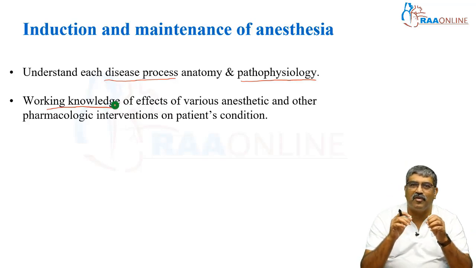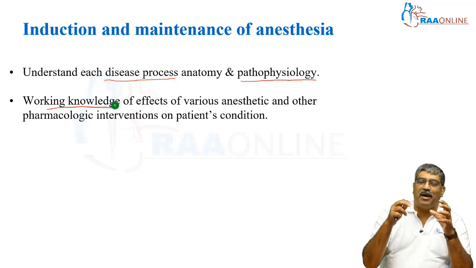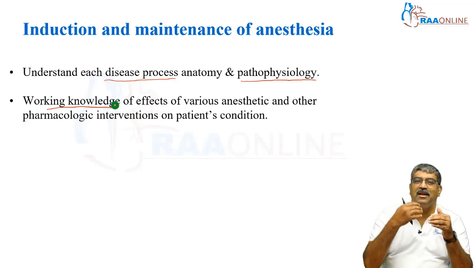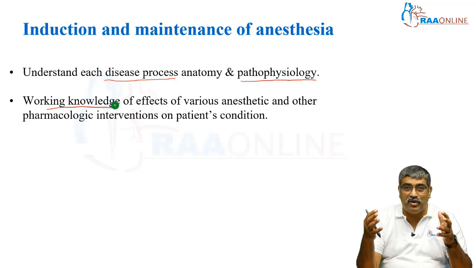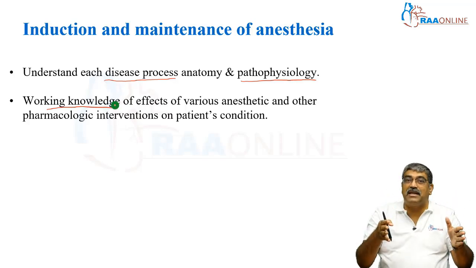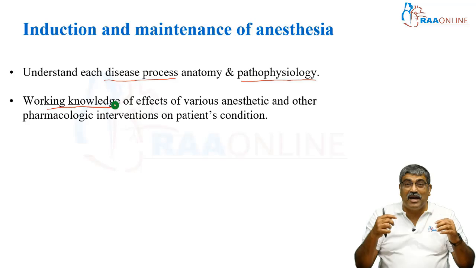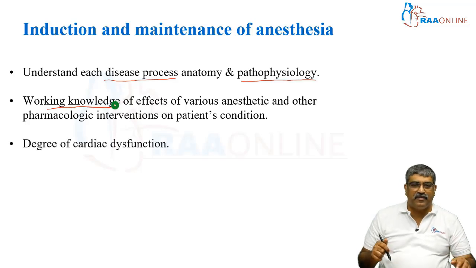This is very important. For example, if there is a large left to right shunt, what will happen if you give inhalational agents and intravenous agents? If you give a low dose, what will happen? If you give a high dose, what will happen? You should have a working knowledge. Maybe you may not be able to predict accurately, but you should have a working knowledge of what can happen if you give a high or low level of anesthetic agent.